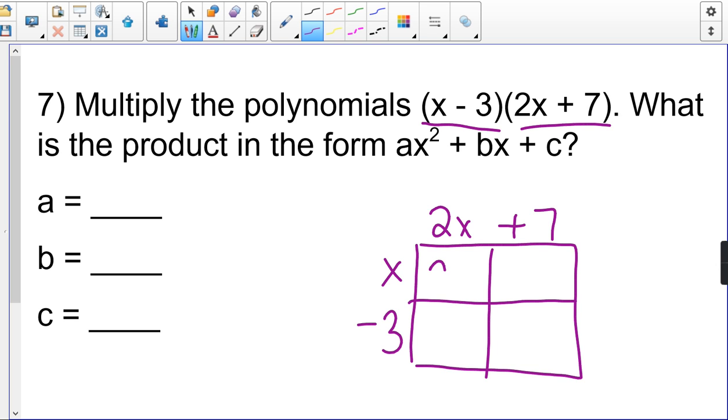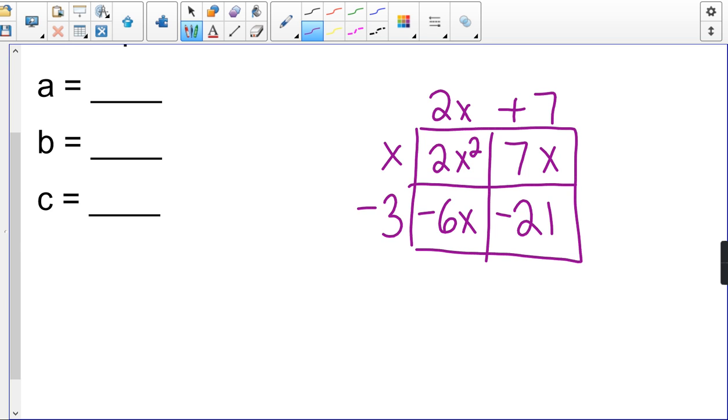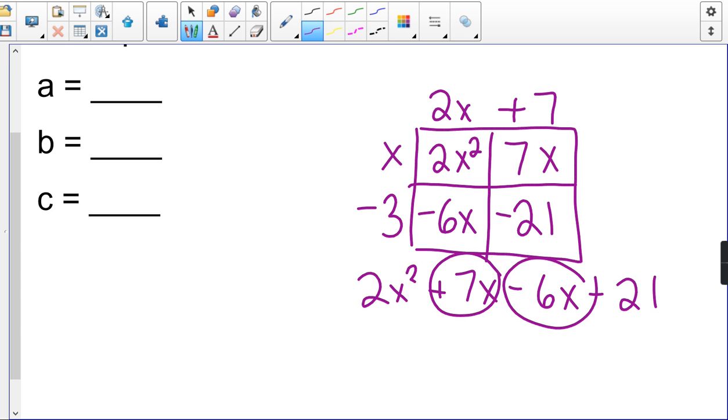So x times 2x is 2x squared, x times 7 is 7x, 2x times negative 3 is negative 6x, 7 times negative 3 is negative 21. Now when I write out that area, I want to think about adding all those different parts that are inside the box. So it's 2x squared plus 7x minus 6x minus 21. And I see two like terms that I can combine. So that's positive 7x and negative 6x. 7 and negative 6 adds up to positive 1. So I have 2x squared plus x minus 21.